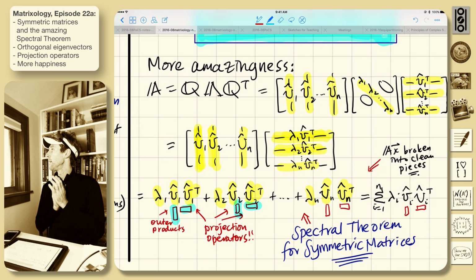So what is going on? And so we could write it as this sum, right? So we've got this nice expression here. It's a sum of these little outer products with a weight, and the weights are the eigenvalues. This is called the spectral theorem for symmetric matrices. It's not because it's spooky, it's because we talk about eigenvalue spectra and spectrums.